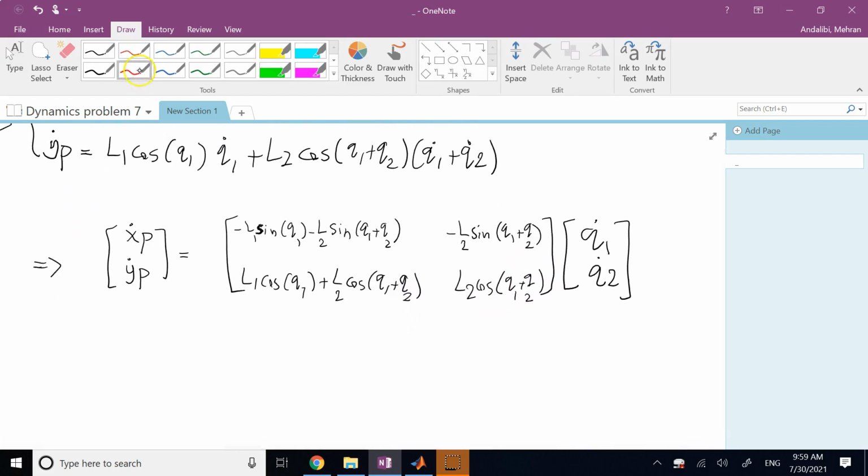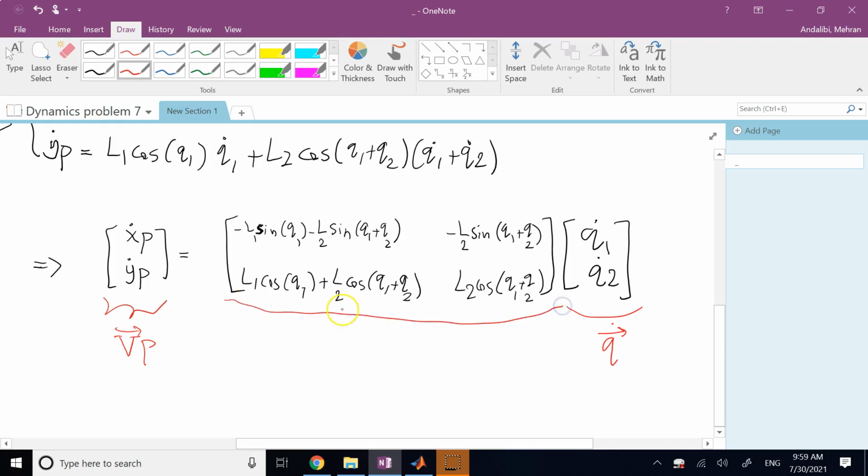Okay, so basically this is the velocity of point P. And this is the vector of joint velocities. Okay, you might call it vector q dot. So this is the end effector velocity or the impact point velocity. This is the joint velocity. And this matrix in robotics that connects these two together, we call it what? We call it Jacobian, J.